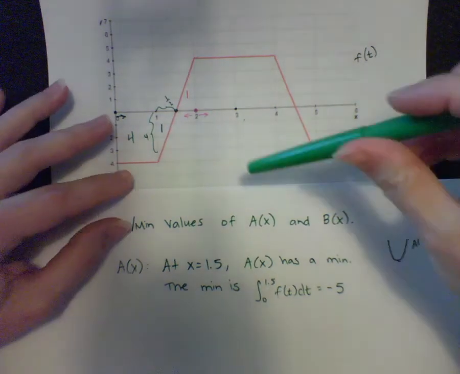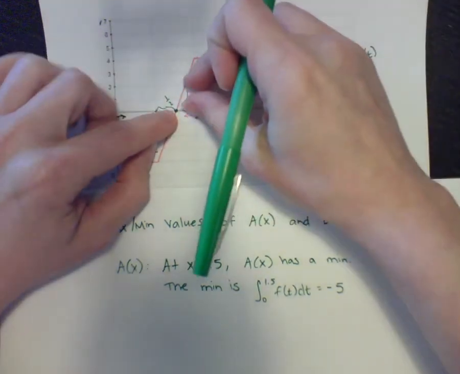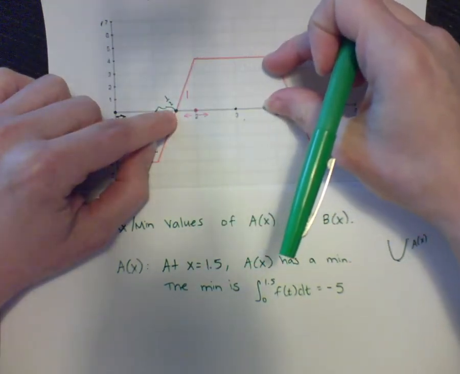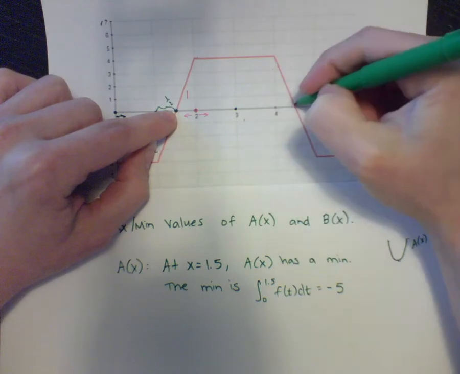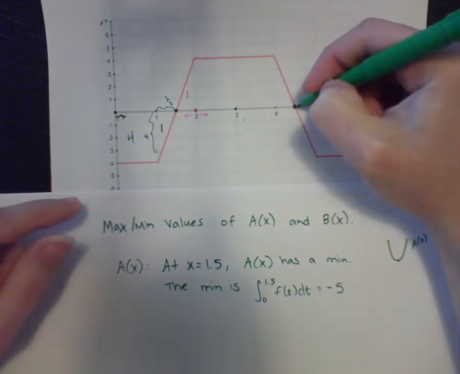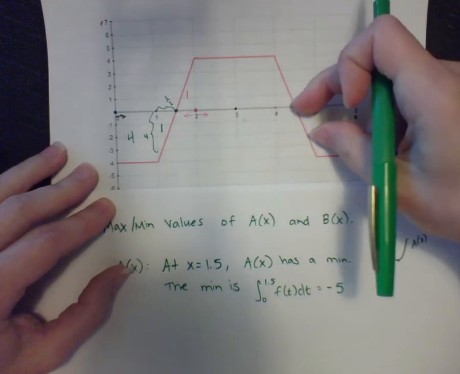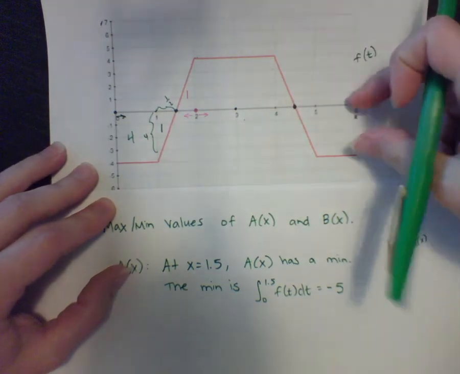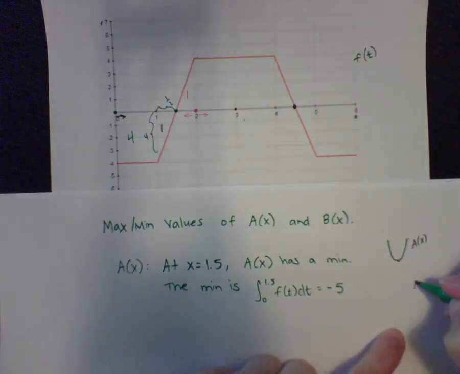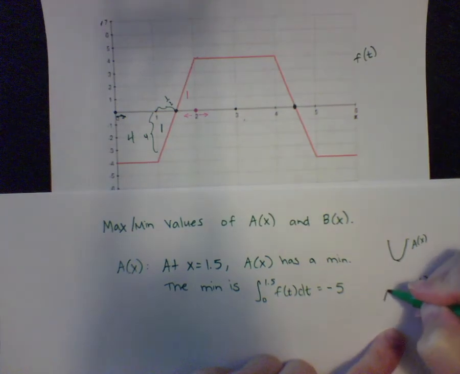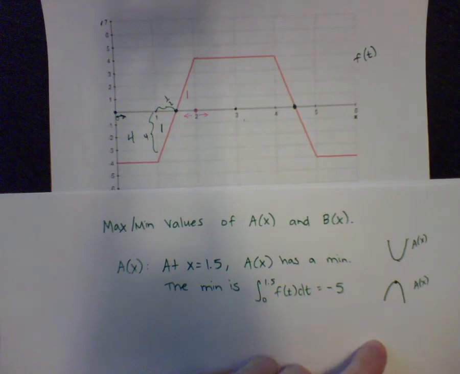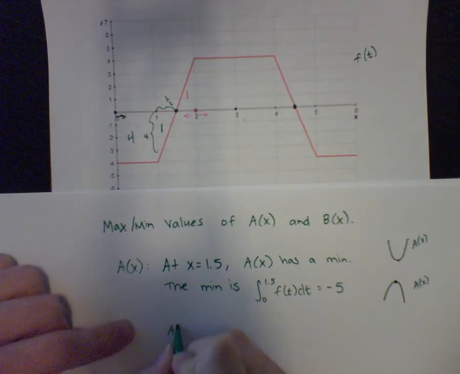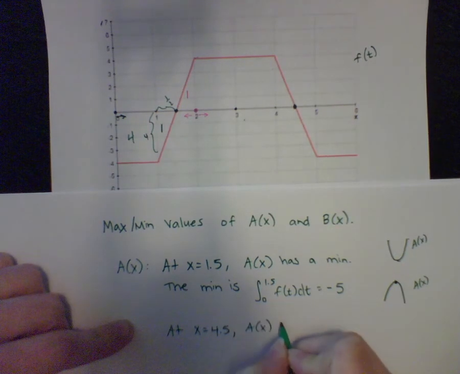Now if I look at the maximum, as we keep going, I'm going to be adding area, adding area, adding area, all the way until I get to 4.5. Because after 4.5, I'm going to start taking area away, so we're going to see the area function change from increasing to decreasing at that point. So that means at x equals 4.5, a of x has a max.